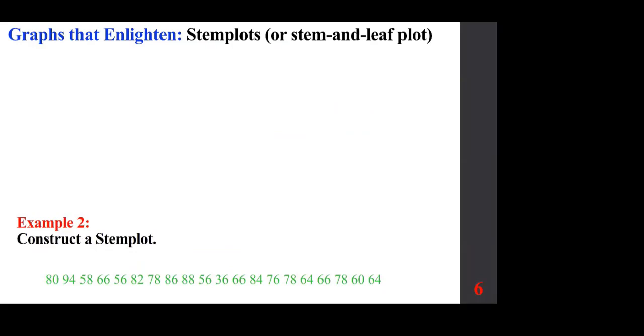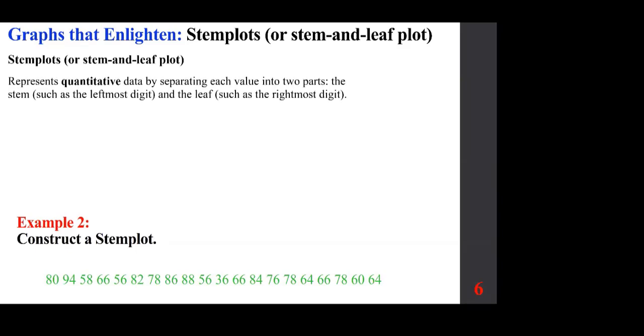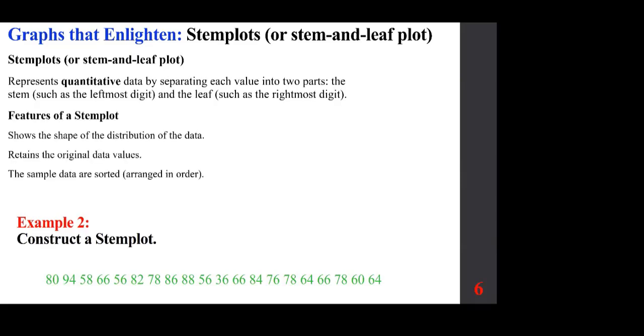We're going to look at a different graph known as a stem plot using the same example. Could somebody read that one for us? Stem plots represent quantitative data by separating each value into two parts: the stem, such as the leftmost digit, and the leaf, such as the rightmost digit. Perfect. Features of a stem plot: it shows the shape of the distribution of the data, retains the original data values, and the sample data are sorted or arranged in order.